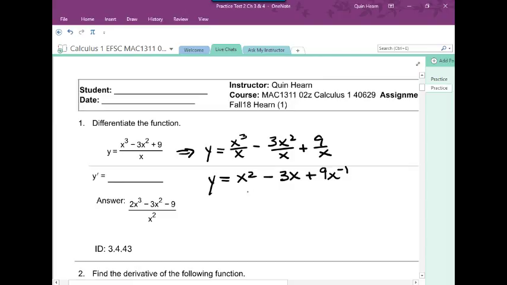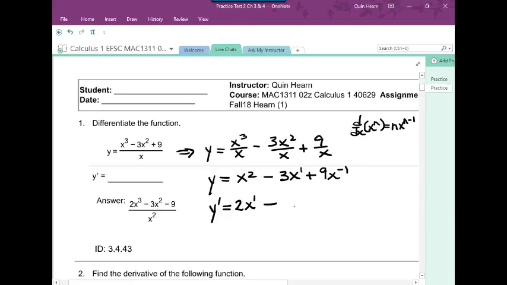So now, instead of having a big quotient, we have individual terms, which are easier to differentiate. So we can find y prime by taking the derivative of each term. So the derivative of x squared, we would apply the power rule. And remember, when you take the derivative of x to the n power, you get n times x to the n minus 1. So in this case, we would bring the power up front. We get 2x to the 2 minus 1 is 1 power, the first power.